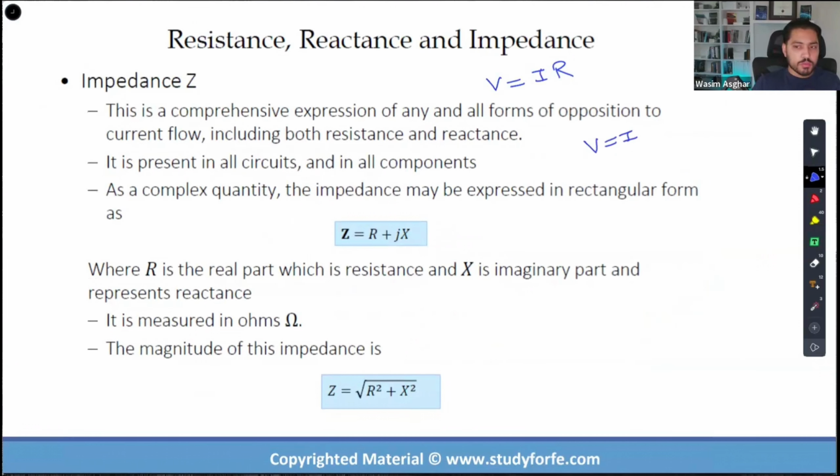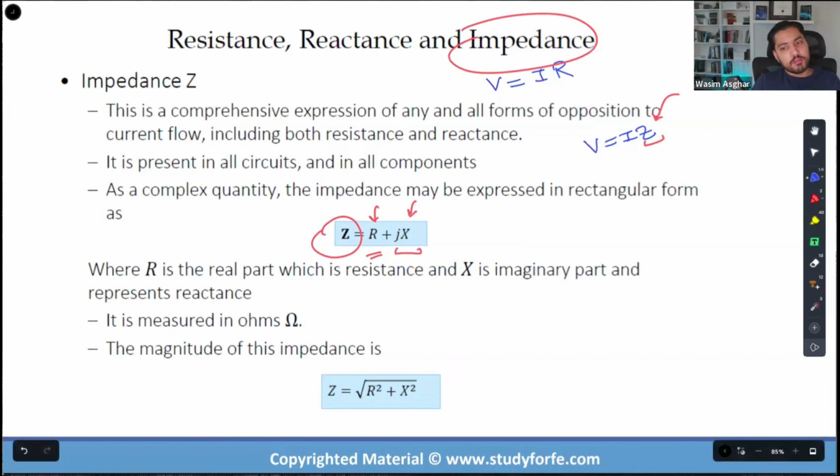The proper form of Ohm's law is V equals IZ, because Ohm's law does apply to reactance. Ohm's law does apply to resistance, and whether we are talking about inductive reactance or capacitive reactance, in order to fully capture it, we should be using Z. Why Z? Because Z is the impedance. Z incorporates resistance as its real part, and reactance as its imaginary part.